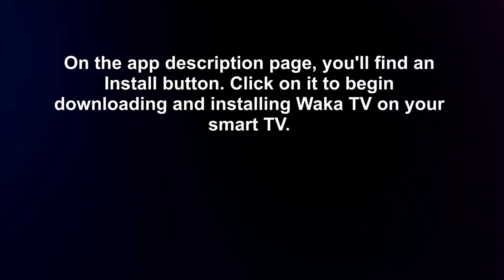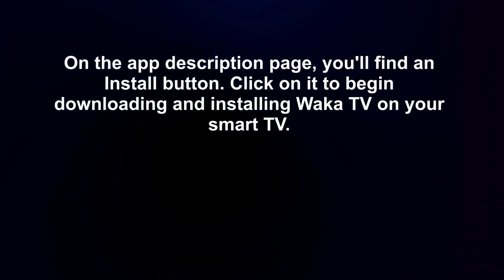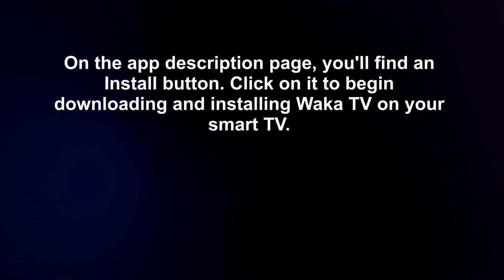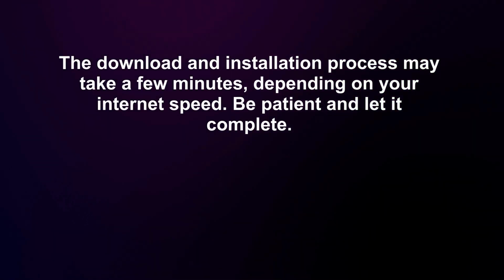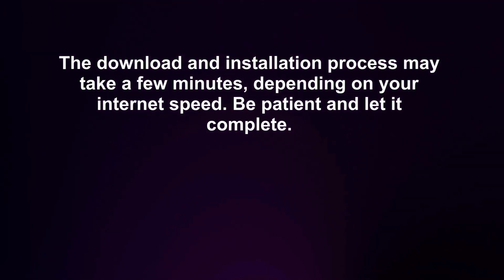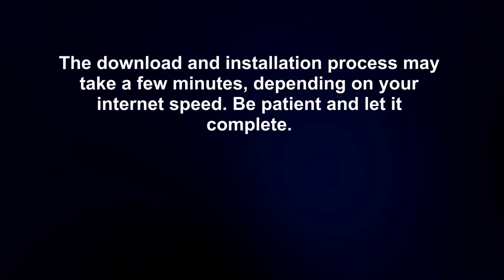On the app description page, you'll find an install button. Click on it to begin downloading and installing Waka TV on your smart TV. The download and installation process may take a few minutes, depending on your internet speed. Be patient and let it complete.